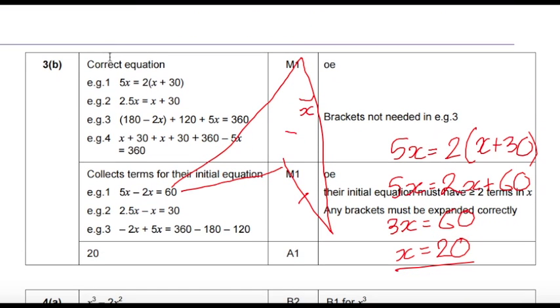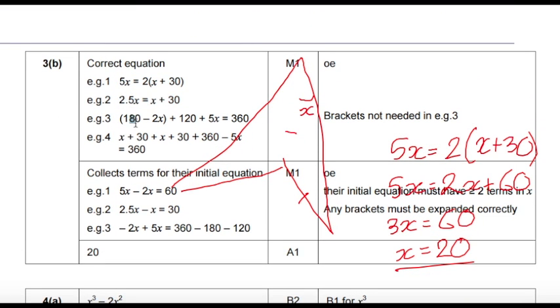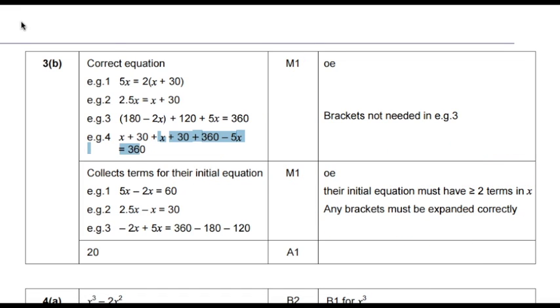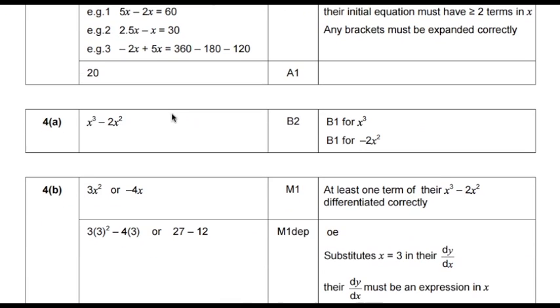So you get a method mark for some correct equation using that angle at the centre stuff, a mark for collecting terms and a mark for... So essentially 1 mark for setting up the equation, 2 marks for solving it.